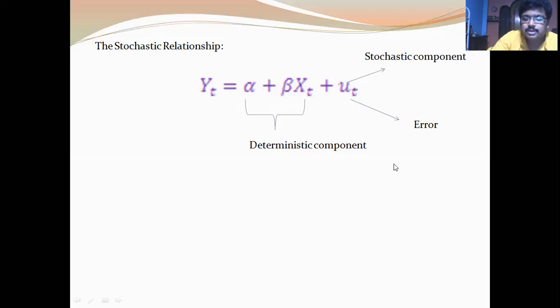Another reason is that there is some measurement error in y. So measurement error in y is considered through ut. So this is the importance of introducing the stochastic component or error term in this relationship, the stochastic relationship.